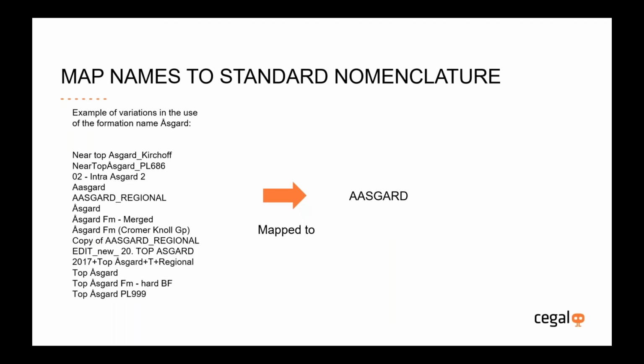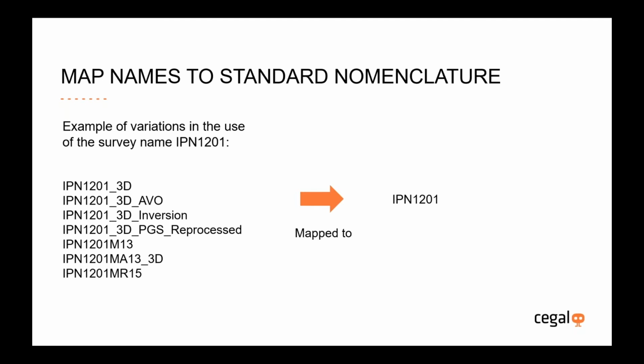So just to give you an example of the name mapping. Say you have a project, or multiple projects, with different variations of the formation name Oscar. These will all then be identified as the same horizon name, and the horizons will then be tagged in the database with the name Oscar, so you can easily filter and find the horizons you're looking for. Similarly with seismic surveys, these can all be mapped to standard names as well.